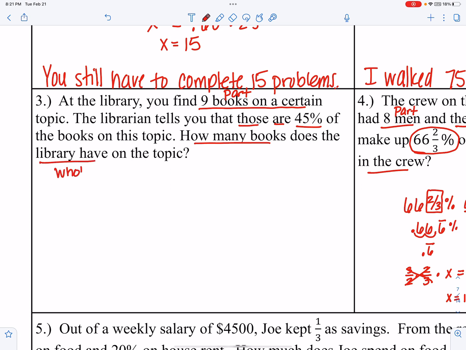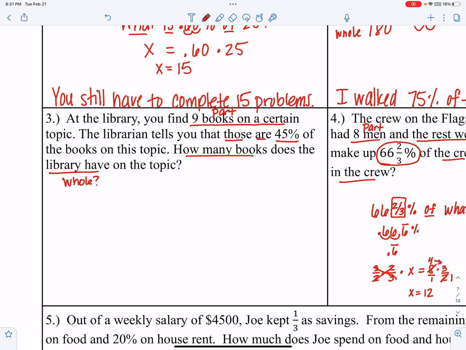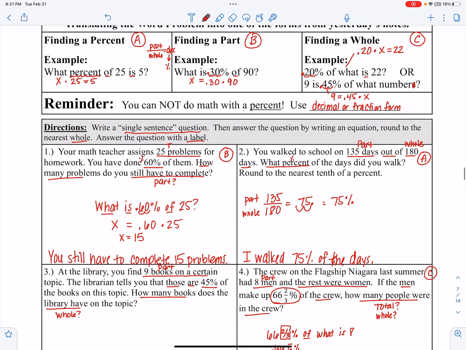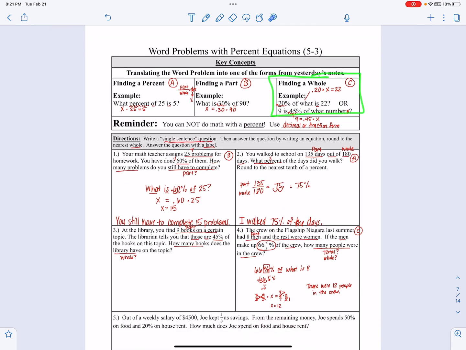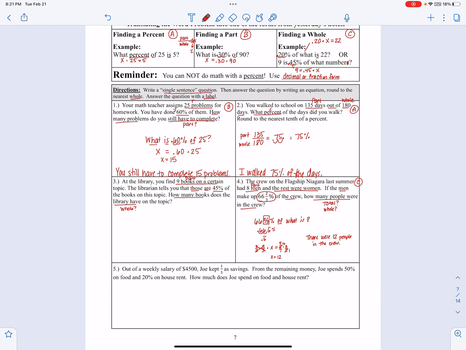That means I don't know the whole amount of books. Okay, so right up here, we have finding a whole again. Okay, and this is type C there, so I'm going to go ahead and just mark this. And we have my template of 20% of what is 22. Let's go ahead and try the other one for this one.